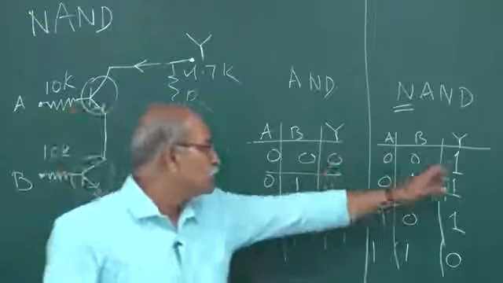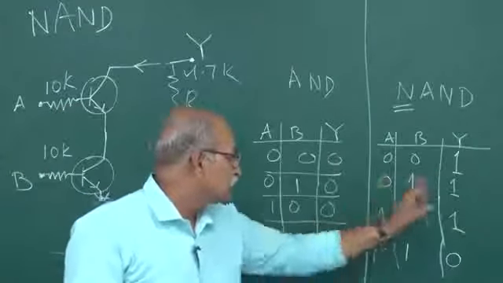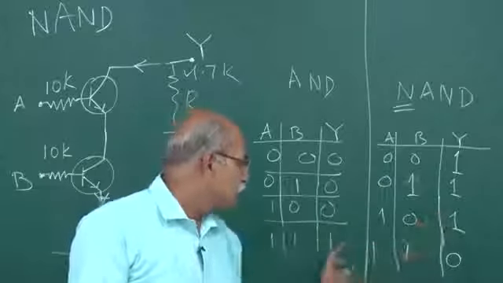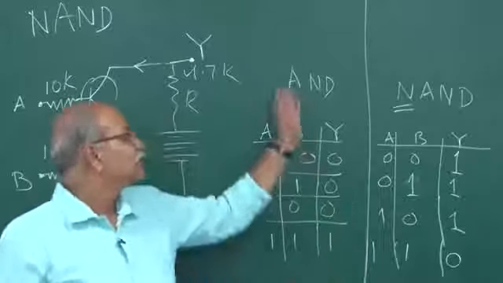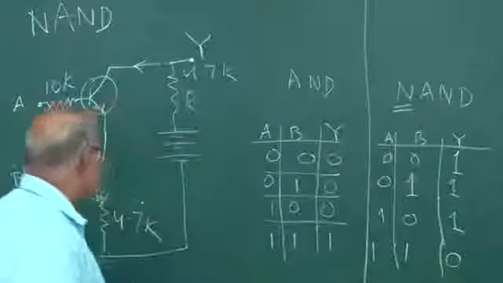If this is 0, this is 1. If this is 0, this is 1. This is 0, this is 1. This is 1, this is 0. So it is just not of AND, and therefore the name NAND.